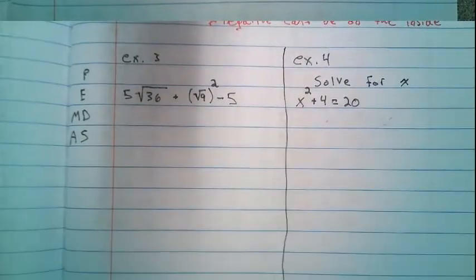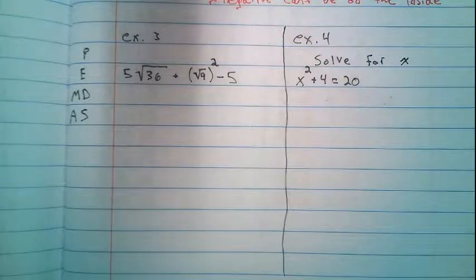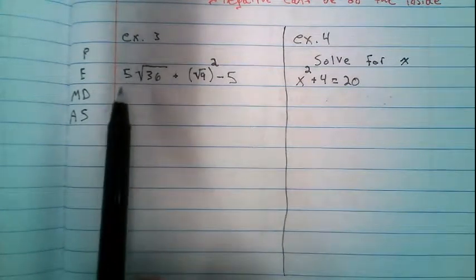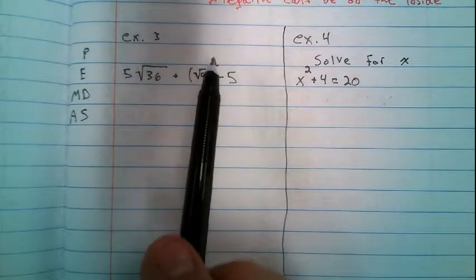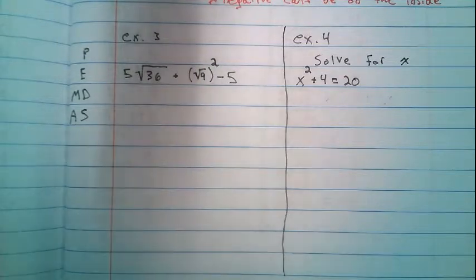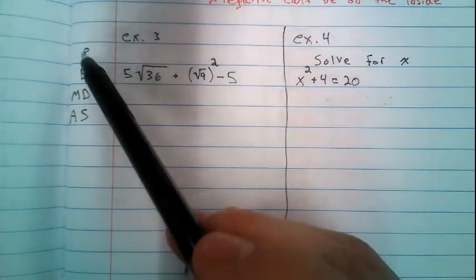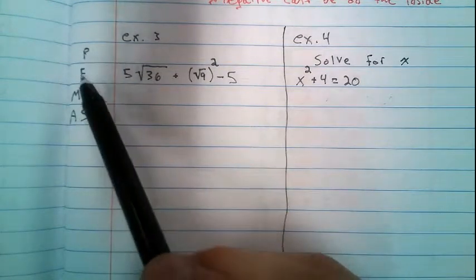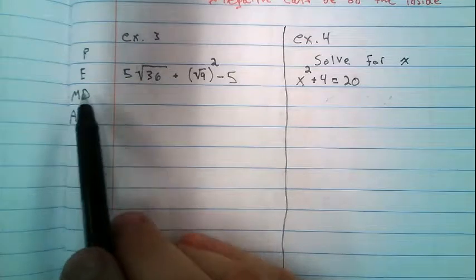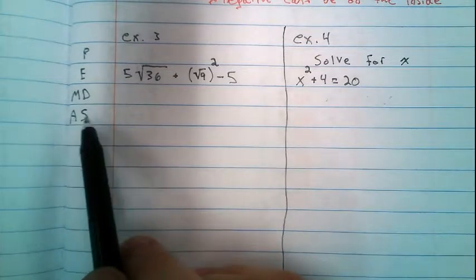So we have 2 more examples to do. Example 3, let's say you're asked to evaluate 5 square root 36 plus the square root of 9 squared minus 5. Well, we're going to use order of operations on this one. So order of operations is PEMDAS, if you remember correctly. So parentheses, exponents, multiplication, division, addition, and subtraction.